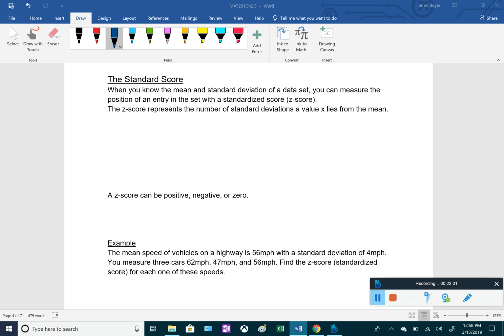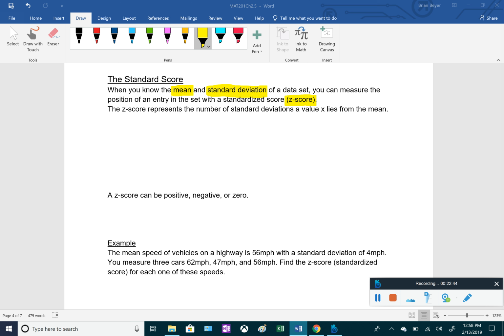For this one, we are going to also measure the position of a data entry. So far this whole section we've been measuring position. Now we're going to do it with the mean and the standard deviation. Before, we were doing it essentially with just the median: calculating the median for Q2, the median of the first half is Q1, the median of the second half, Q3. Now we're going to be measuring the position using the mean and standard deviation. So this is called the standardized score, which is the Z-score.